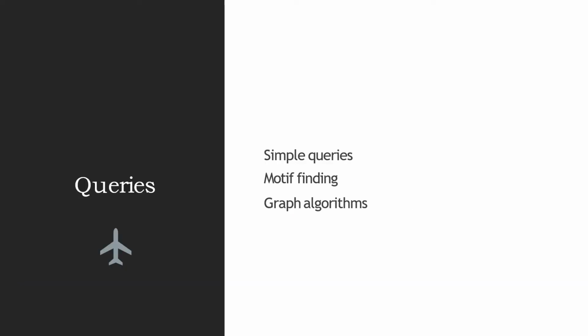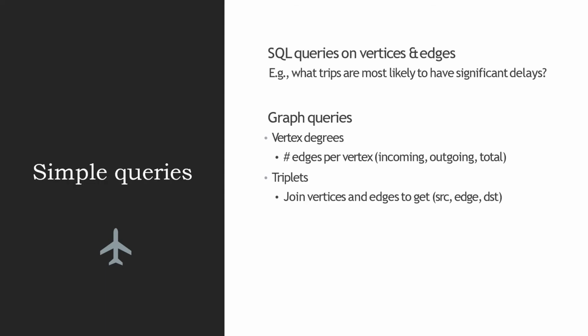So the queries that we're using were simple queries, like SQL queries, as well as motif finding, and then we graphed some algorithms. So the simple queries, we just did regular SQL queries on the vertices and edges. So for example, which trips are most likely to have significant delays? So the vertex degrees, we did the number of edges per vertex, incoming, outgoing, and total. And for the triplets, we joined the vertices and edges to get together the source, the edge, and the destination.